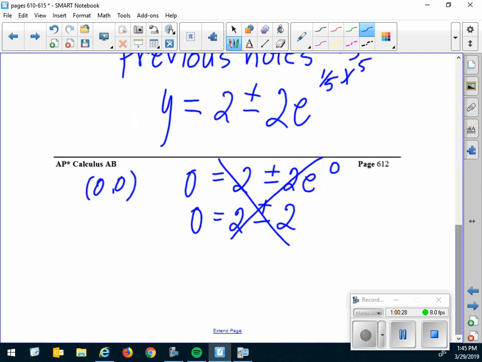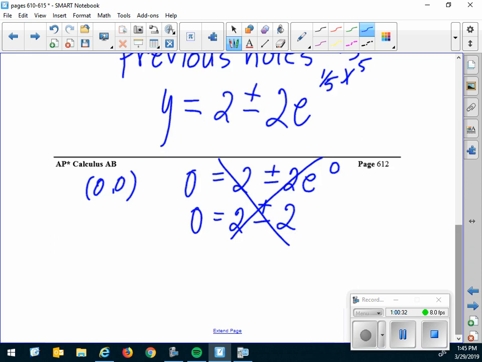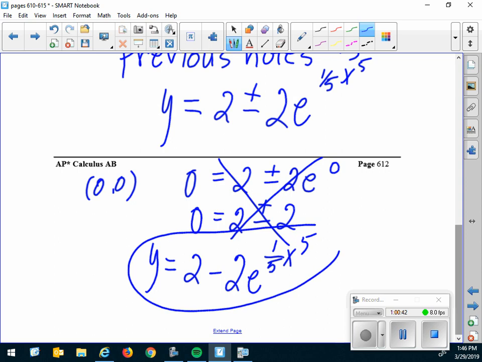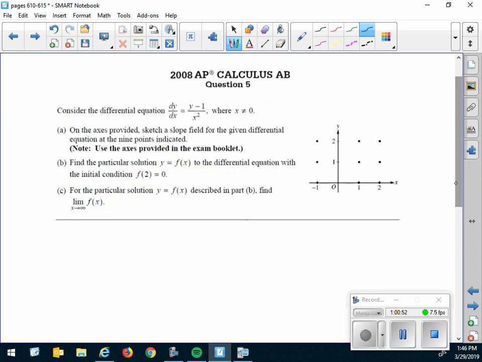If you have an X through it, the AP graders will ignore it. So the answer is the one with the negative. The answer is the one with the negative, to the fifth. There's the answer right there. Okay, well, you were 10 years old when this question came out.